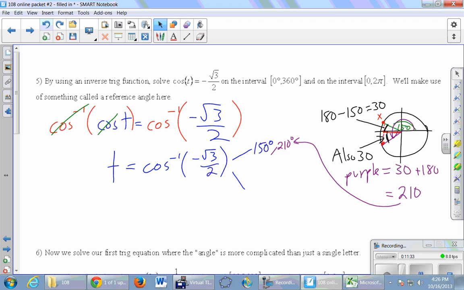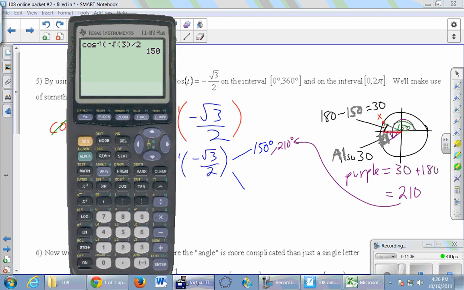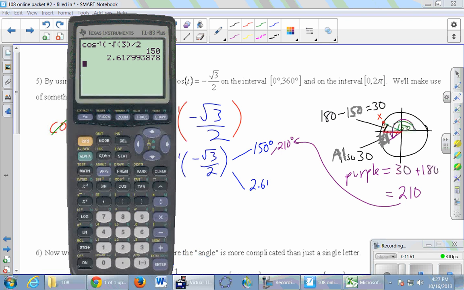Okay, same idea with radians, so let's go ahead and get the calculator to give us the radian version of things. You could retype it, you could just hit enter. 2.618. Okay, so finding the reference angle here is the same idea. Let's draw the same picture. 2.618. We got to know where that is, and you should know where it is without knowing that it's really the same as the 150.